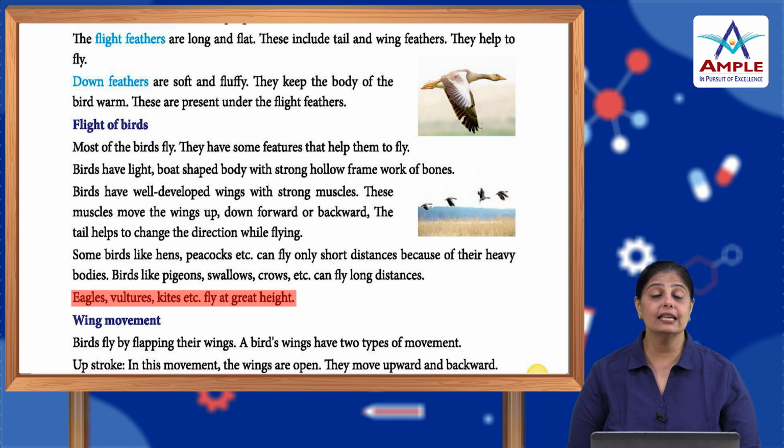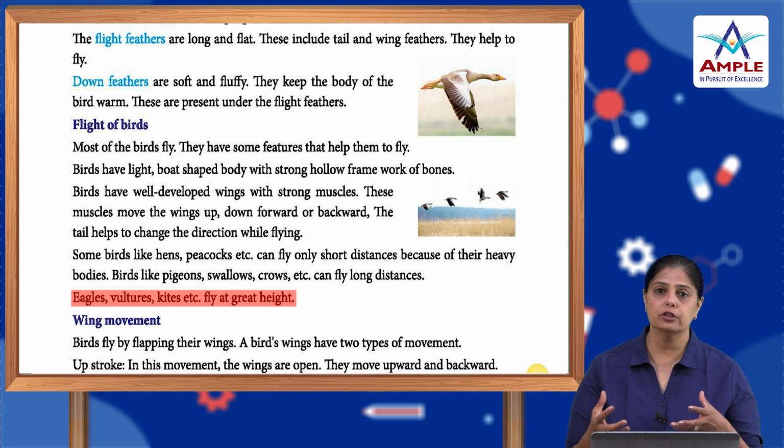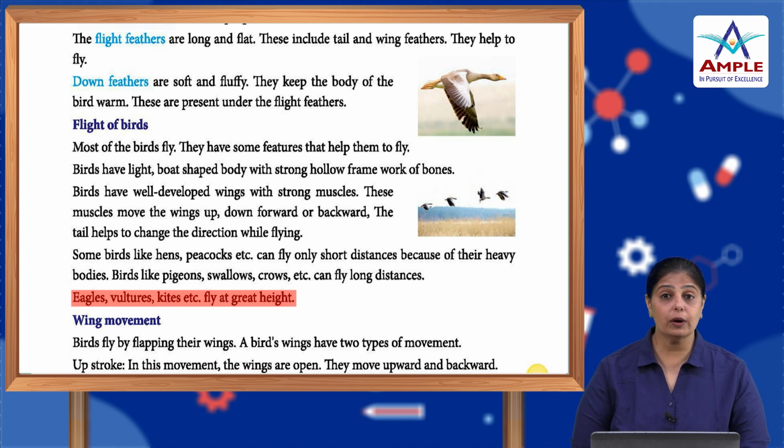Now as I said, there are certain birds which have a heavy body and they cannot fly. So they have the other features, but because of the heaviness they cannot fly, or they fly only short distances, maybe like the peacock or the hens, they can climb up till a short tree or a tree, but they cannot go beyond it. Now eagles, vultures and all, if you see, they soar very high up in the sky, isn't it?